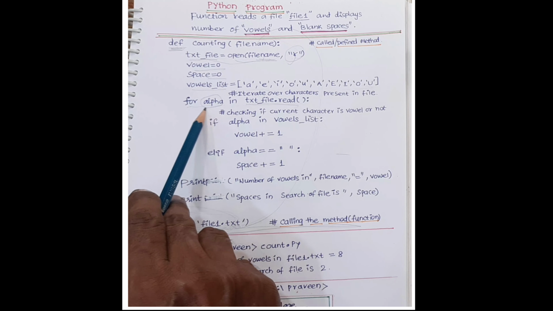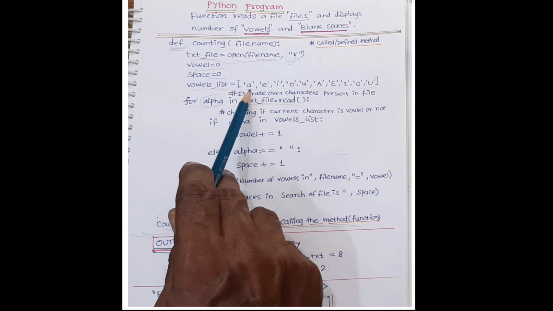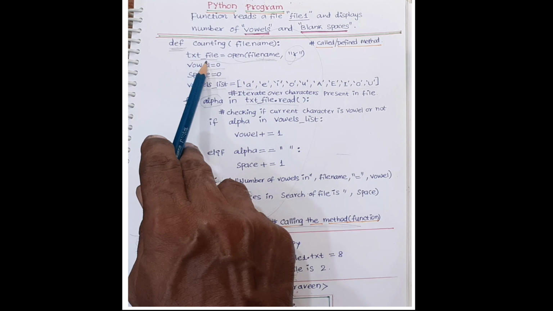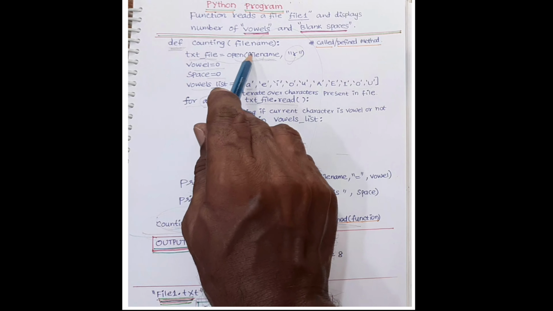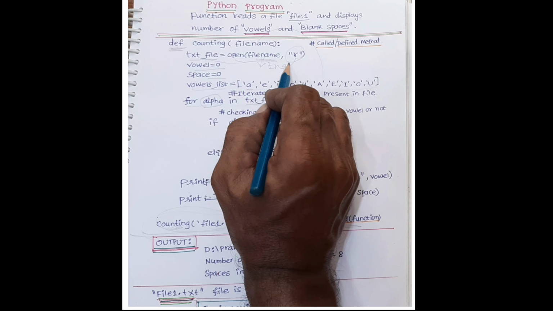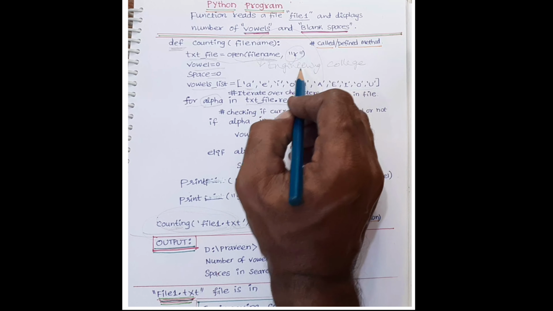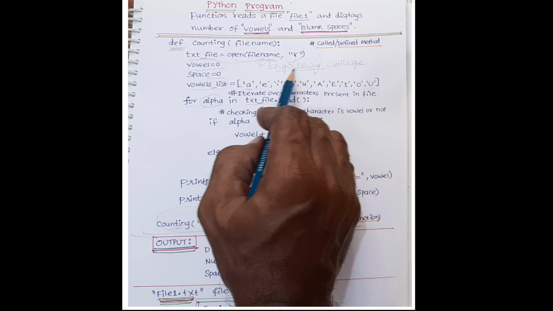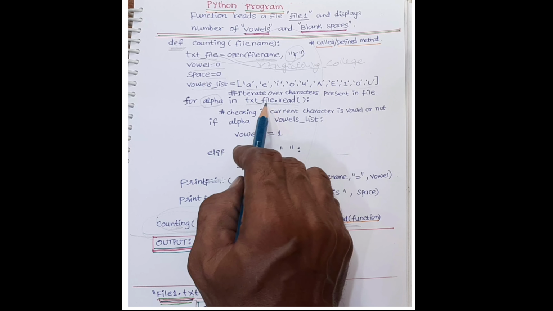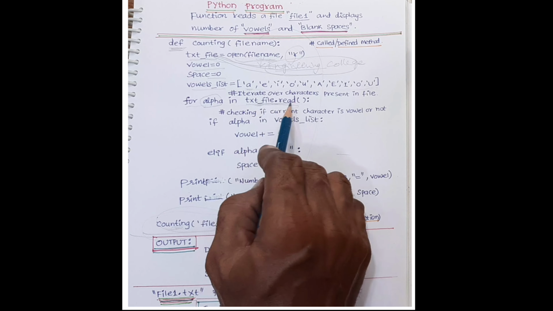Alpha is initialized with the 0 index. First is the starting letter, the 0th index from the text file. What is there in the text file? In file1.txt, we have "engineering college". This file is assigned to txt_file, and here you see txt_file.read(). Now we are going to read that "engineering college".